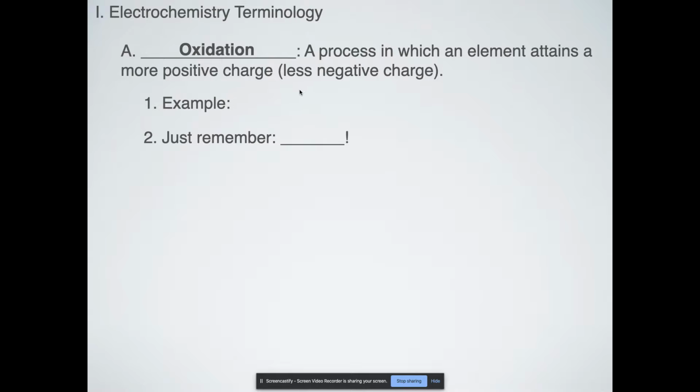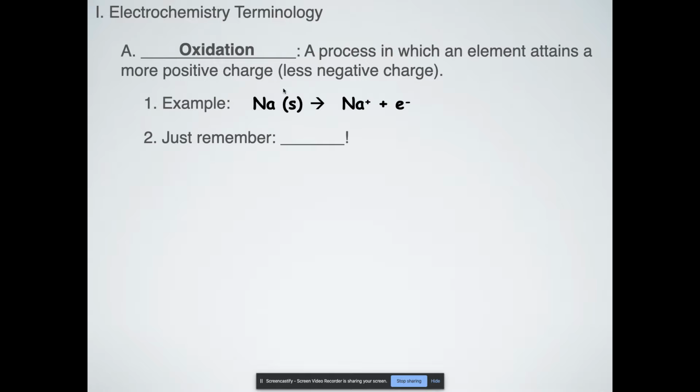I also put in parentheses that it becomes less negative, because depending on whether you're looking at a standard element or an ion or a whole bunch of other things, sometimes it's kind of hard to picture. Is this becoming more positive? Sometimes it's easier just to think of it as becoming less negative. Since oxidation involves attaining a more positive charge, it occurs when we are making cations like this.